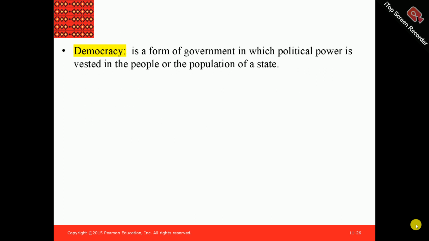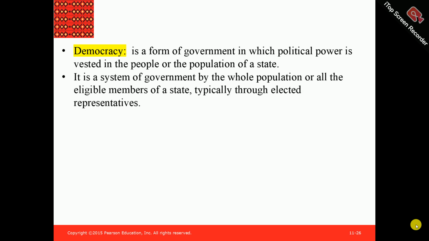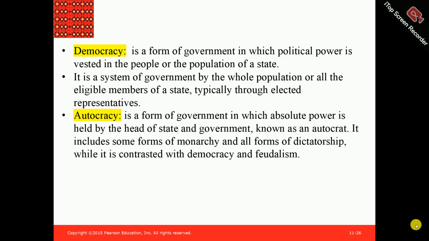Let's start with the definition of democracy, which is a form of government in which political power is vested in the people or the population of a state. Some people have defined democracy as a government of the people, for the people, and by the people. It is a system of government by the whole population or all the eligible members of a state, typically through elected representatives.